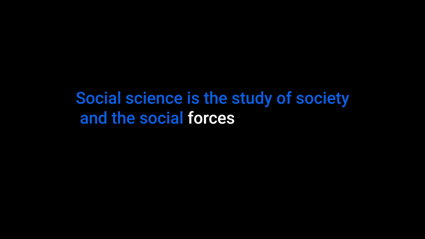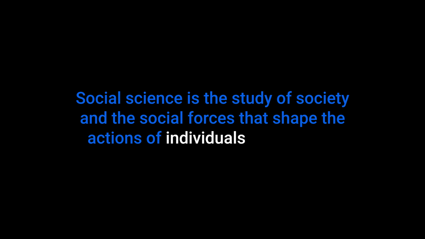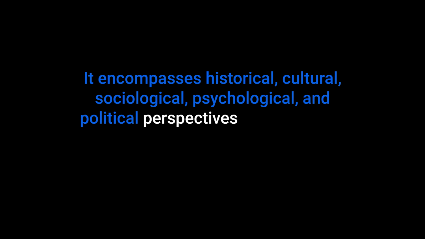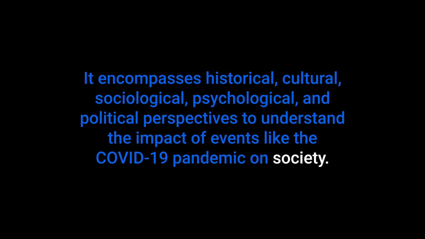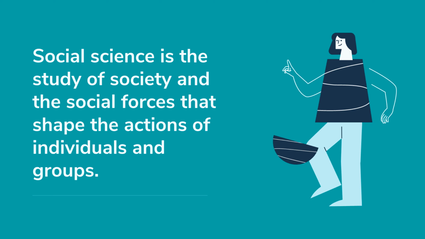Social science is the study of society and the social forces that shape the actions of individuals and groups. It encompasses historical, cultural, sociological, psychological, and political perspectives to understand the impact of events like the COVID-19 pandemic on society. Again, social science is the study of society. It is a useful instrument in understanding the complexities and issues involved in the interrelationships of the different variables that produce the state of affairs at every level in society.